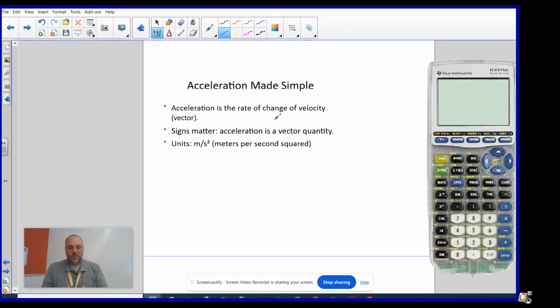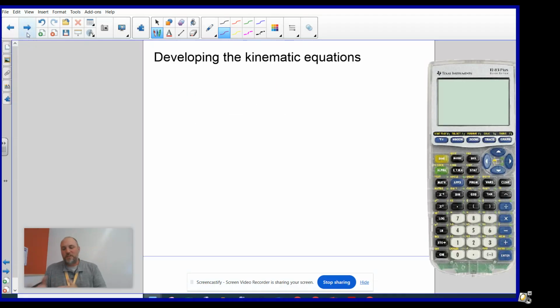If the acceleration and velocity are in the same direction, the object is speeding up, and if the acceleration and velocity are in opposite directions, the object is slowing down. The base SI unit for acceleration is meter per second squared. Okay? And these equations of motion are typically referred to as the kinematic equations. They are the first three equations on our equation sheet.